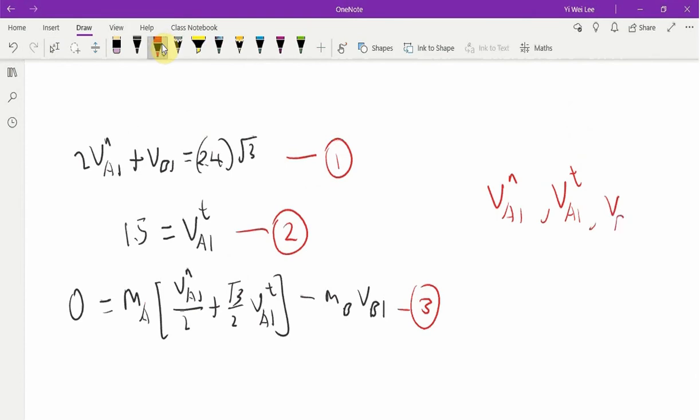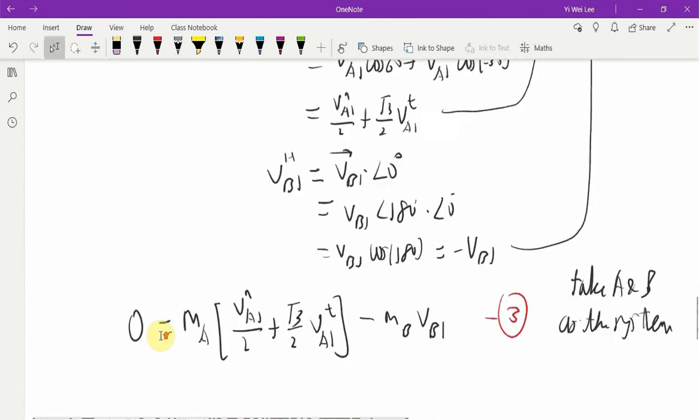VB1 is unknown. So we got 3 unknowns and we got 3 scalar equations. So since we got 3 unknowns and 3 scalar equations, apparently we can solve this equation with ease. Okay, so now we're going to take a look at the next question.